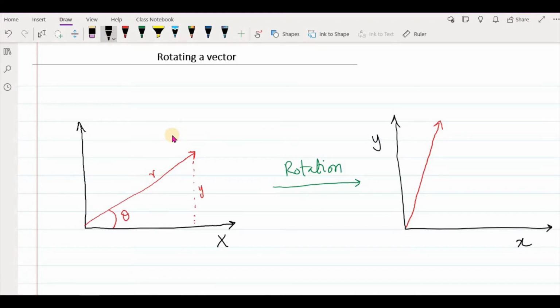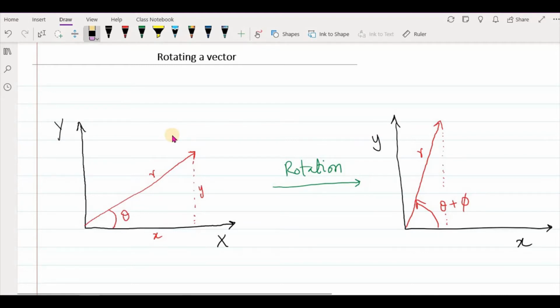So this was X, this was Y, and the coordinates were like capital X and capital Y, sorry, small x and small y. So after rotation, what we have now, we have an angle of theta plus phi, because this vector r is rotated by angle phi. And now we have also the y component.